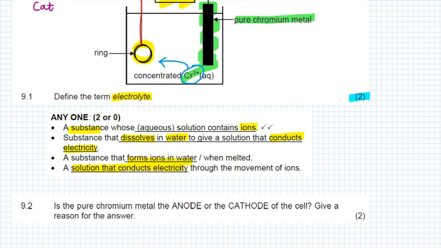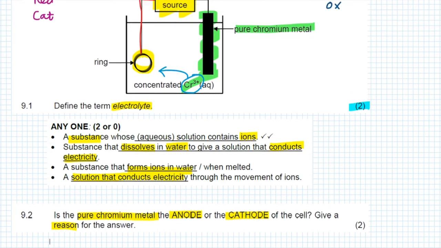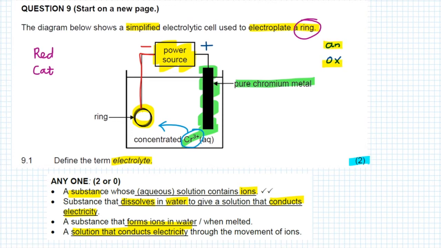Question 9.2 says, is the pure chromium metal the anode or the cathode of the cell? Give a reason for your answer. Isn't this so nice? We have actually already answered this question by analyzing the problem. We said AN OX, oxidation takes place at the anode. So therefore the pure chromium metal is the anode. And the reason for this is because oxidation takes place at this metal. What is going to happen is that the chromium solid is going to be oxidized in order to form chromium ions. And that is the answer to this question.